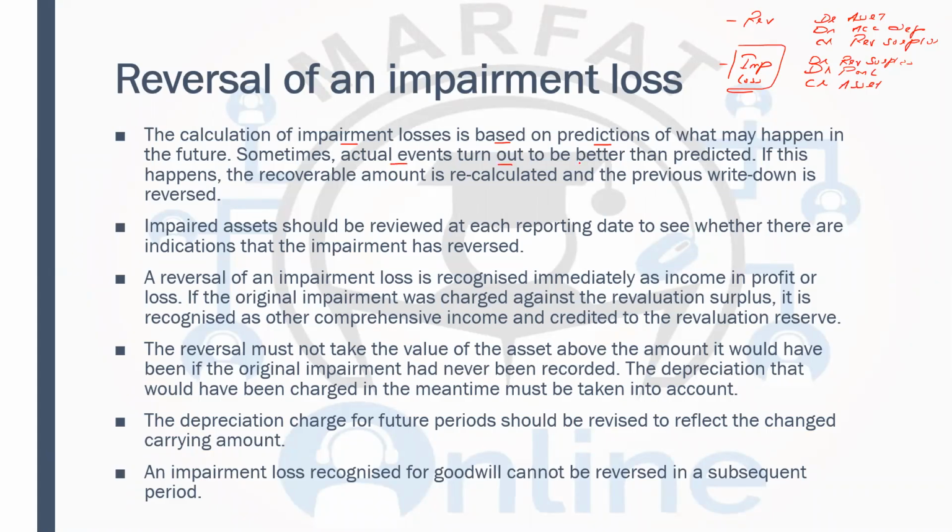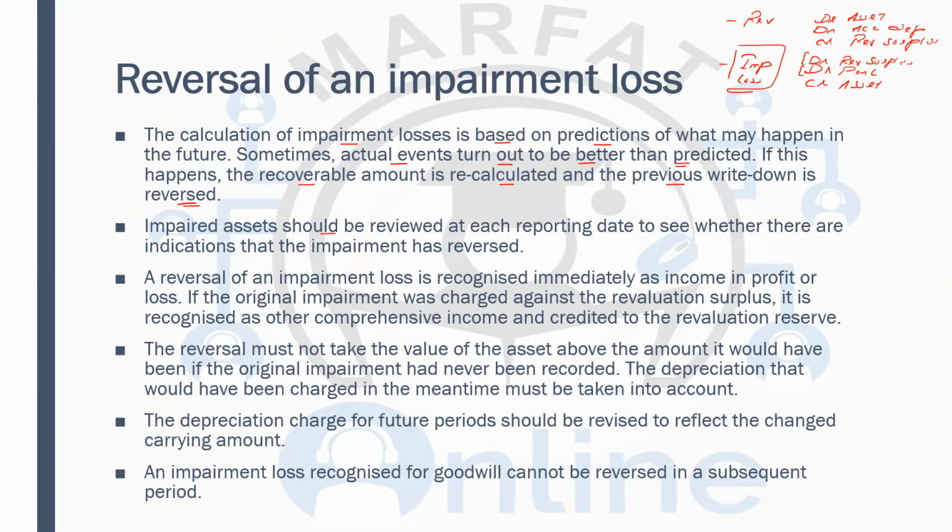Sometimes actual events turn out to be better than predicted. Now the factors based on which you have charged the impairment may reverse. If this happens, the recoverable amount is recalculated and the previous write down is reversed. That means you have to reverse the previous impairment which you have charged either to the profit or loss or to the revaluation surplus. We'll be talking about both. If it was the impairment that had been recorded against the revaluation surplus, then the credit will go to the revaluation surplus. If that impairment was recorded through the profit or loss, that means the debit entry was in the profit or loss rather than the revaluation surplus, then the reversal will be the credit to the profit or loss.